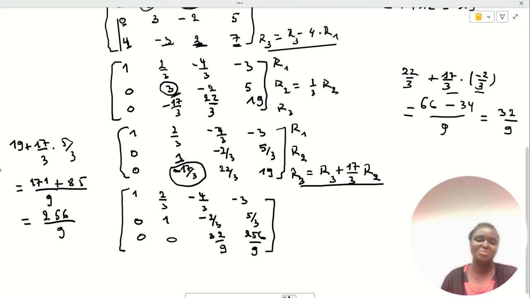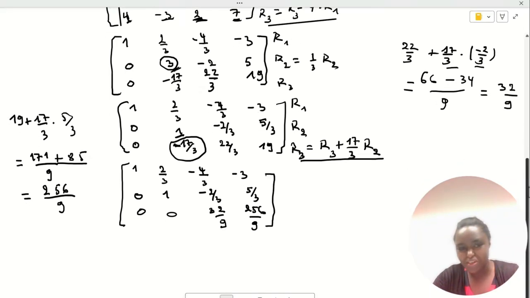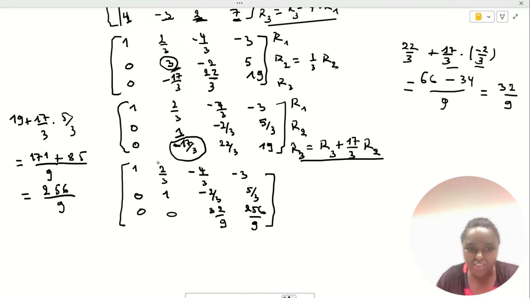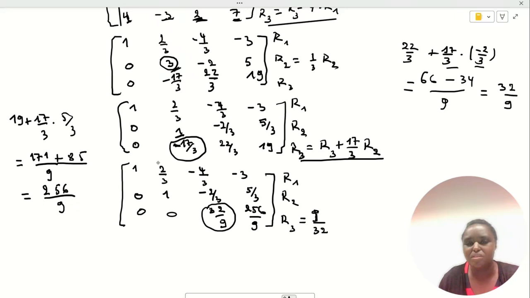And then, since we are almost at the end, we also have to change this number into 1. To get 1 here, we need to multiply by 9 over 32. So we fix the first row, fix the second row, and the third row will be equal to 9 over 32 times the third row. This is 9 times the third row. So if we use this transformation, what do we get here?